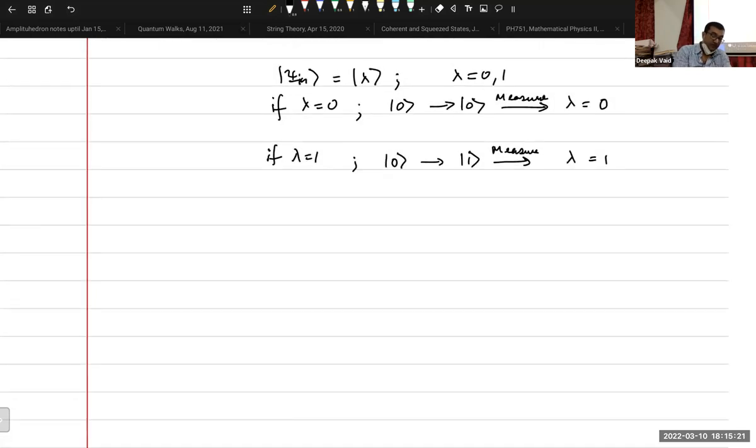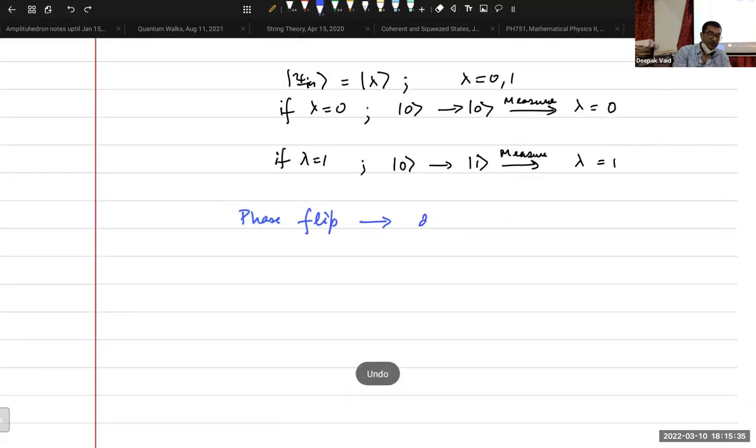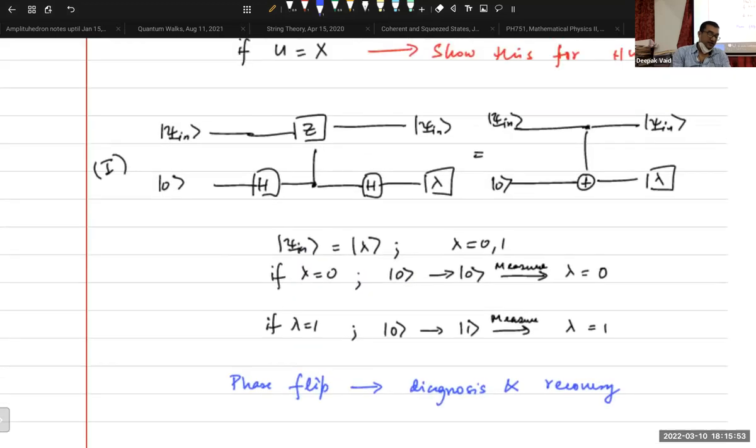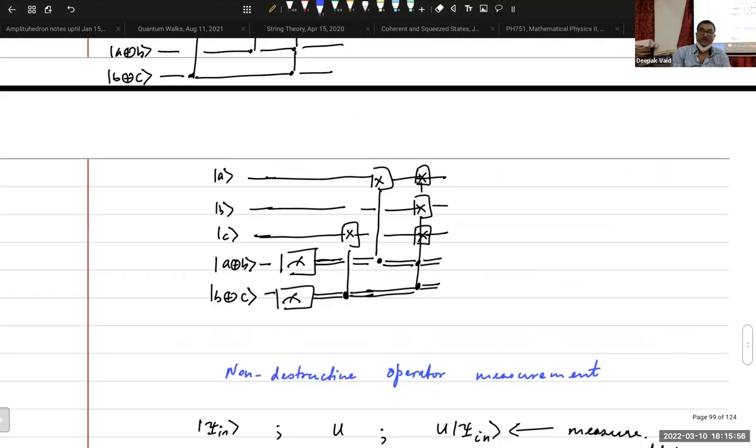So we have done the correction for the bit flip. Now the phase flip diagnosis and recovery circuit. Right? Now, before I show you the circuit, I will ask you to make a very simple guess. Can we modify this circuit in a simple way that will give us the phase flip check instead of the bit flip check?